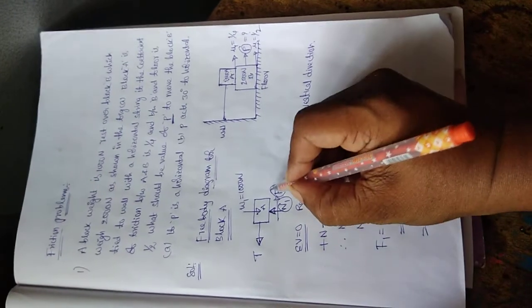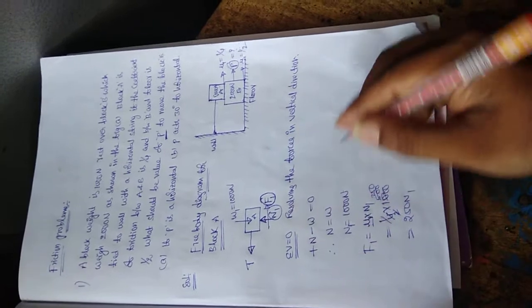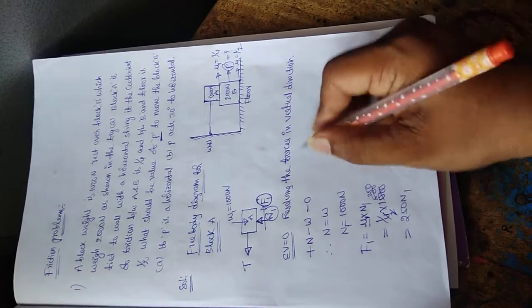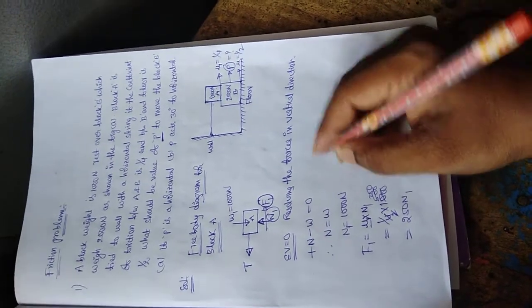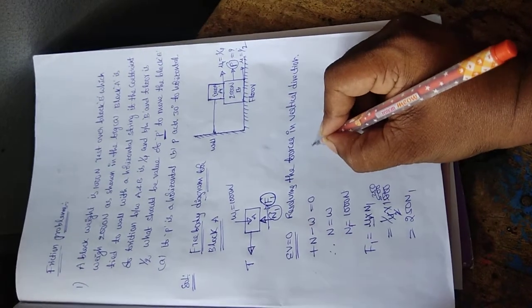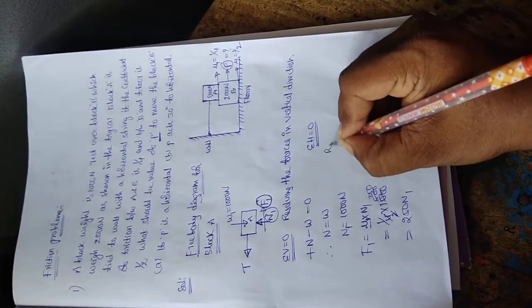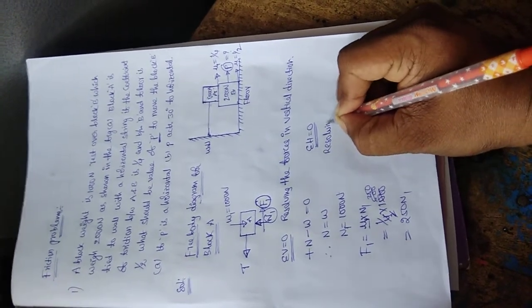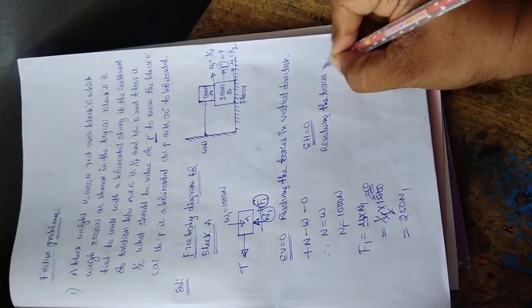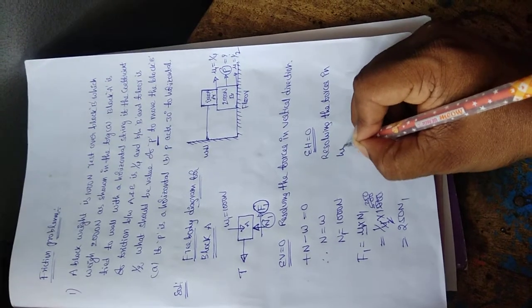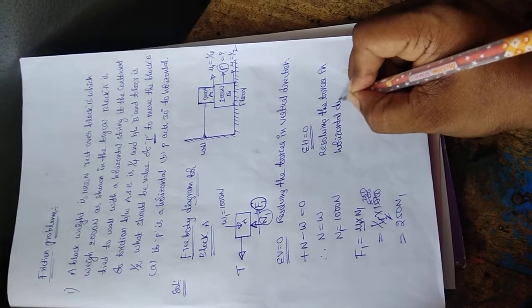We have got the second force F1 also. And now we are trying for T, which is in the horizontal direction. So now we are solving the horizontal forces, which should be equal to 0, meaning resolving the forces in the horizontal direction.